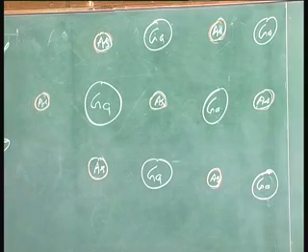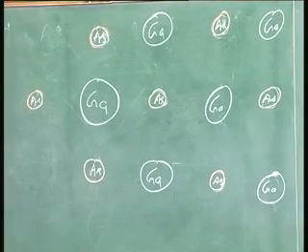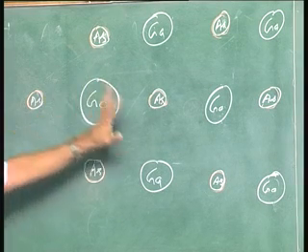I can spend the whole hour doing that. The idea is that you have got gallium atoms surrounded by arsenic atoms and arsenic atoms surrounded by gallium atoms. That is the whole idea. Whereas in silicon, you draw the same structure with silicon everywhere.